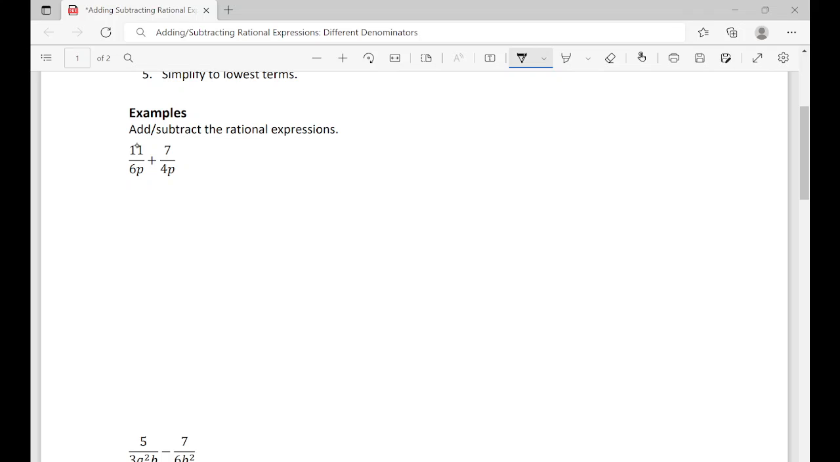So first we have 11 over 6p plus 7 over 4p. There's nothing to factor in the denominators, just 6p and 4p, so we can start looking for the LCD. The LCD between 6 and 4 is going to be 12, and since everything has a p, our LCD is going to have a p. So this is what our LCD is, 12p.